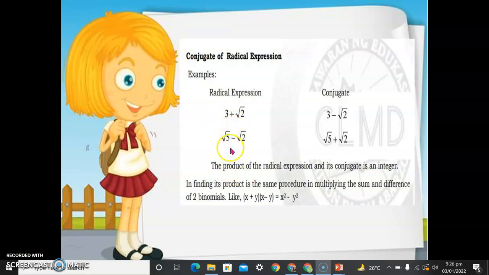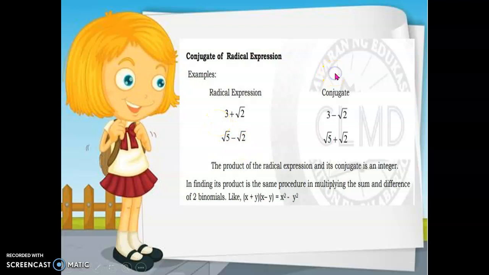Now, so, since this is a positive and negative, we're going to find the product of the radical expression, no? And it's the conjugate. So, ang gagawin lang po natin is apply the sum and difference of your binomials, which is square the first and last. So, x and y. So, x is just a representation of the first term and y is the second term. So, ayan po. Para mas maintindihan, dito tayo sa example.